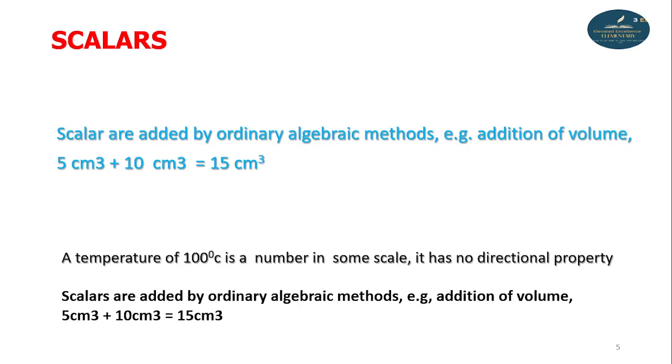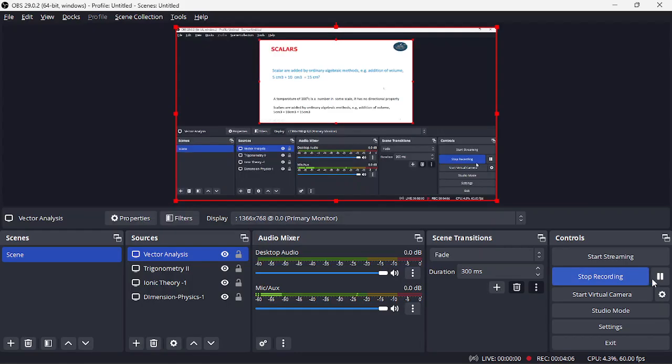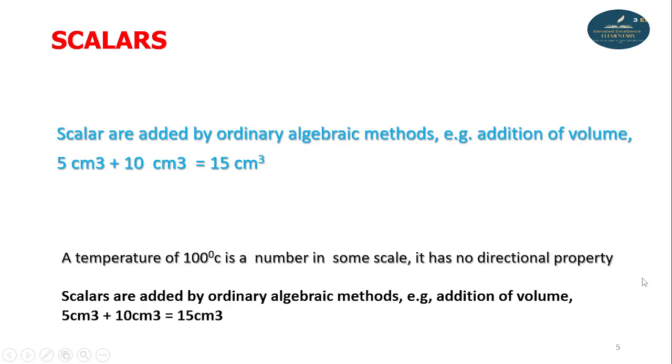Because volume is a scalar quantity, they are added by ordinary algebraic methods. So 5 centimeter cube plus 10 centimeter cube will give 15 centimeter cube. We've actually determined the resultant of the two volumes. We've actually calculated it, which indicates that scalar quantities are added by ordinary algebraic methods. A temperature of 100 degrees Celsius is a number on a scale. It has no directional property.